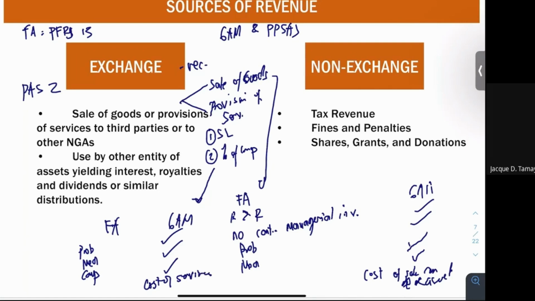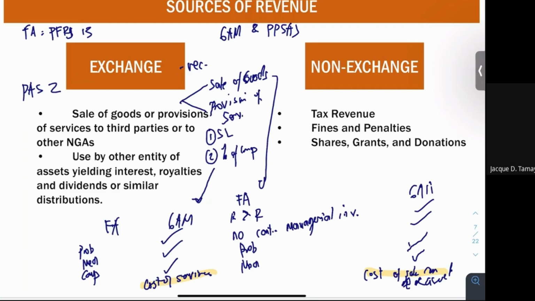So this is another new item as a requisite of your recognition. So here, we now need to measure the cost of services. It must be measured reliably. Here, we do need to measure the cost of the sale. So take note of those changes.